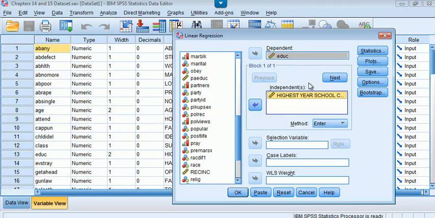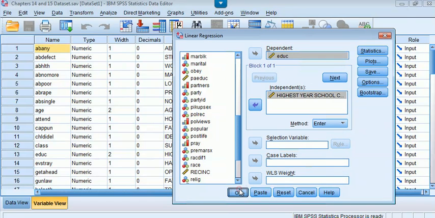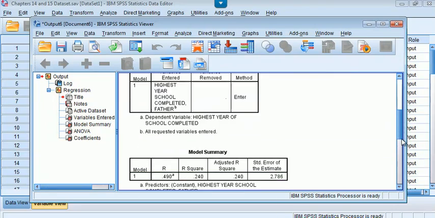So the independent variable is your parents' highest years of schooling, and the dependent variable is the respondent's education. You want to click over here in Options, and make sure it says exclude cases pairwise. Usually the default is listwise, so when you run this, you may see that it is listwise. Again, make sure it says exclude cases pairwise. Click Continue, click OK. Forget that first box, it doesn't really mean anything.